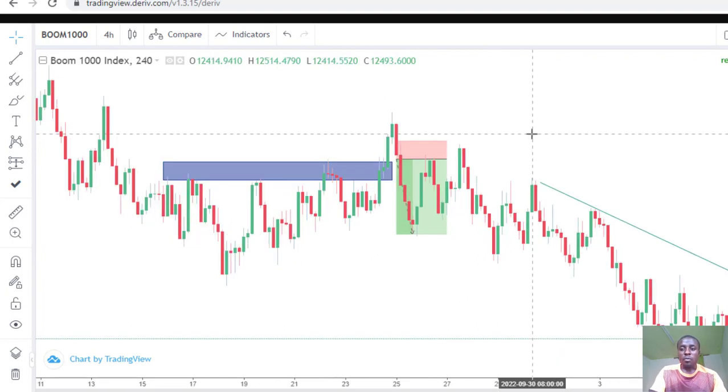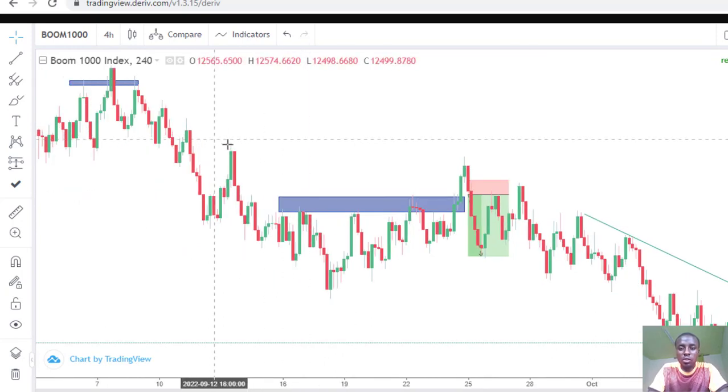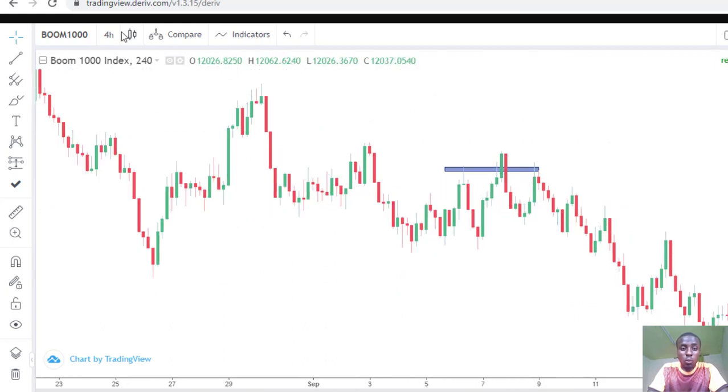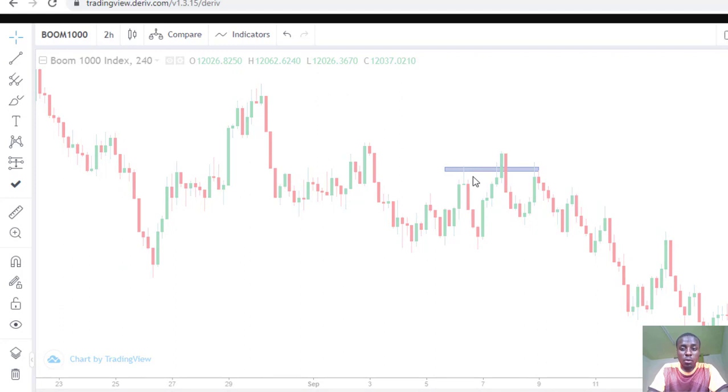So normally I would have used the replay tool of TradingView to explain this, but unfortunately my TradingView replay tool is disturbing right now. Okay, so we can see a similar scenario here. All right, let's go to the 2 hours time frame so that you can easily see these very long spiking candlesticks.